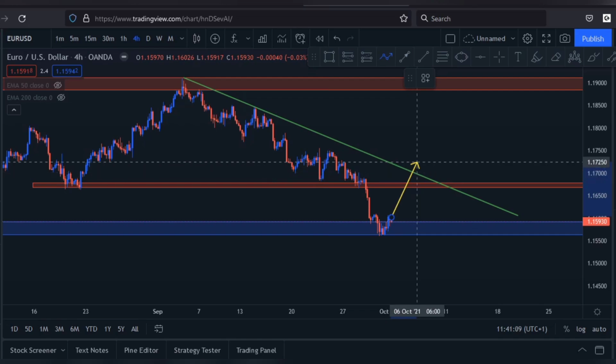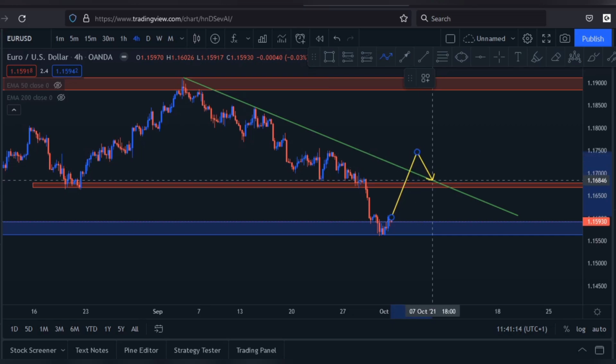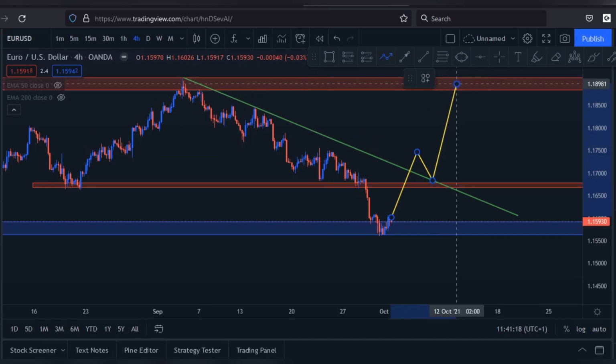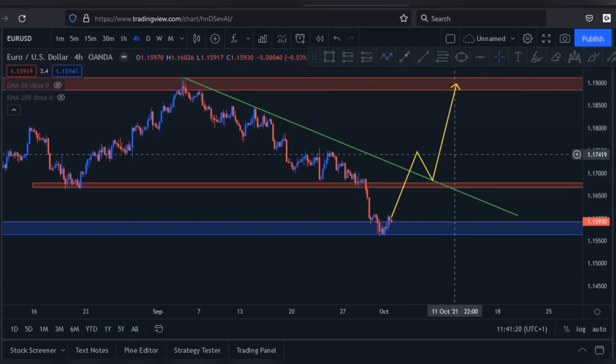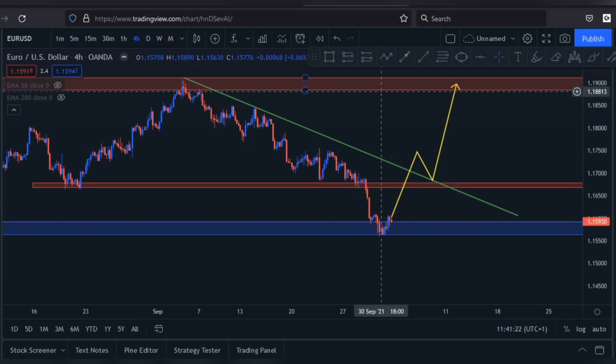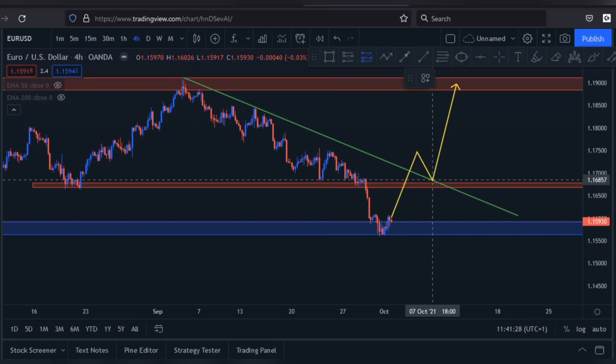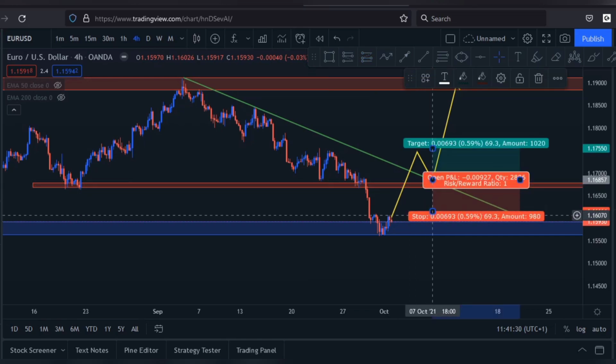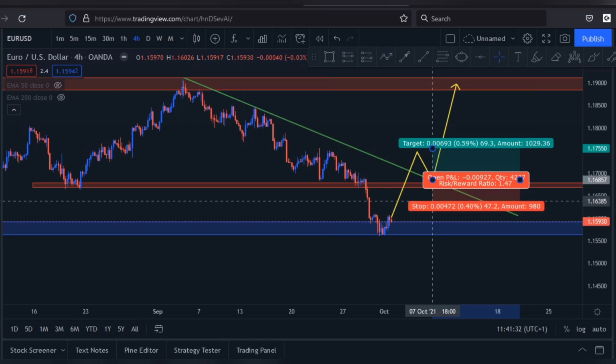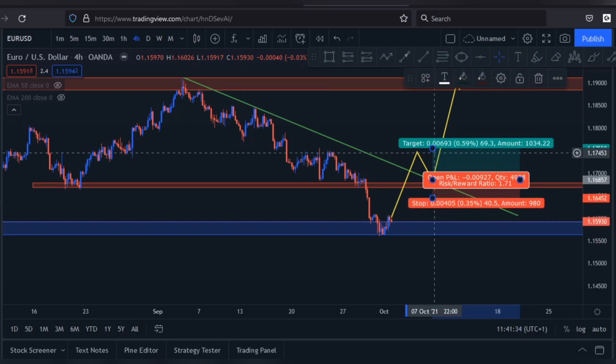And if the break of this trend line happens, then I'll wait for a retest of this area as well as the trend line and take my buy opportunities all the way to this side. So for me, I'll be waiting. I'm not going to trade Euro USD. I'm waiting for a possible break of this resistance area and trend line, and I'll take my entry on a retest all the way to the top.